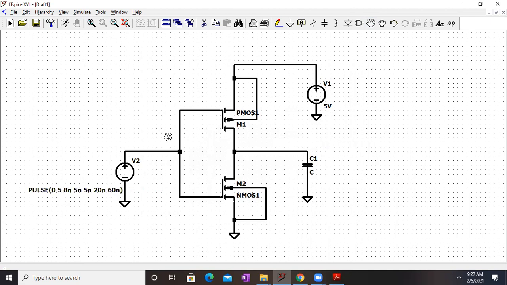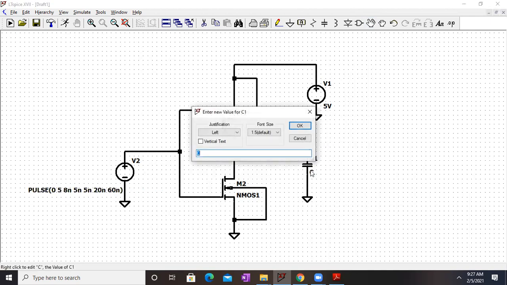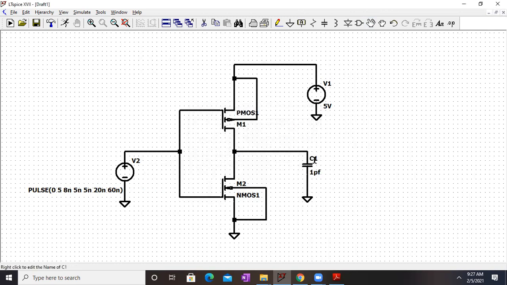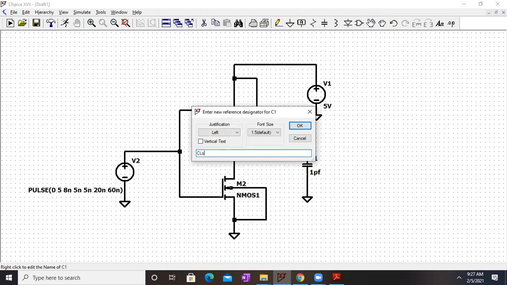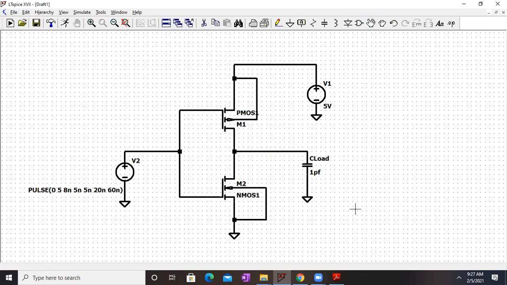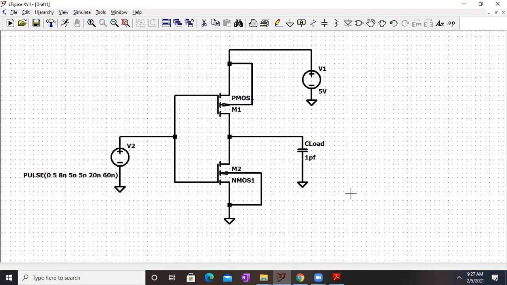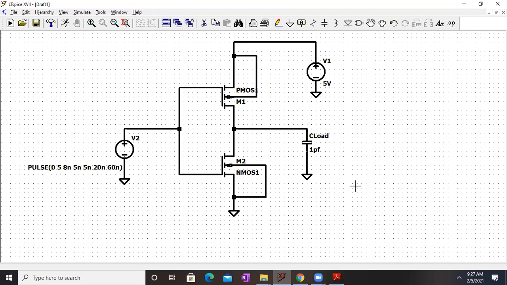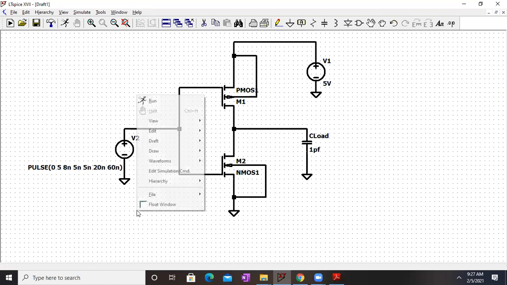Now we have to add the capacitance value. So capacitance value is 1 picofarad. Okay, so we have given that 1 picofarad, that is the C load over here. And now we have to define the dot model statement.